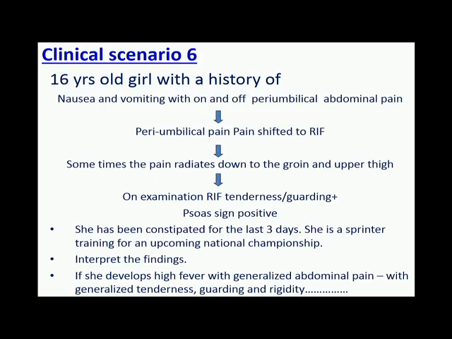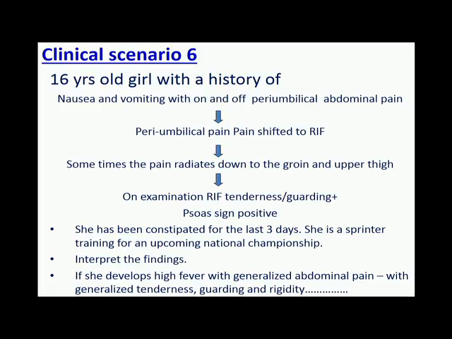Okay, so this is a classic example I use to explain different types of pain. At the moment we know GIT can cause visceral pain and somatic pain both. So let's go through this. This is a 16-year-old girl with a classic history of acute appendicitis. She presents with nausea and vomiting, with on and off periumbilical abdominal pain.